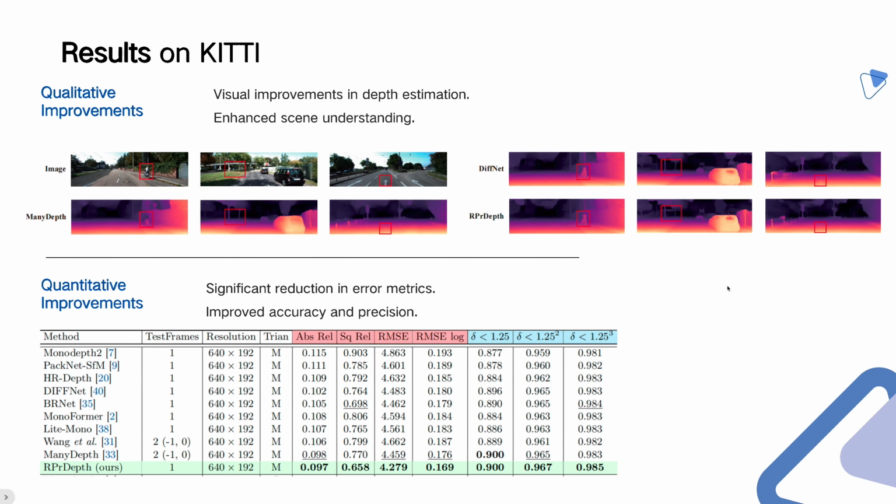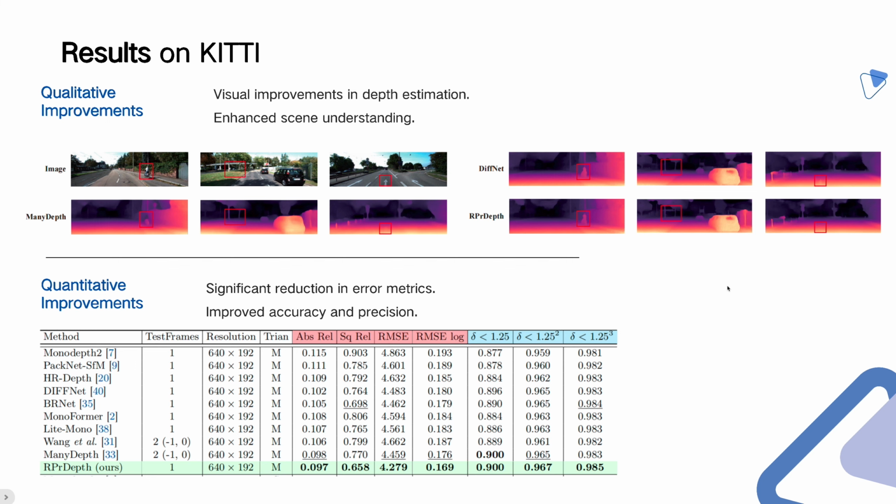On the KITTI dataset, our method achieves substantial improvements over existing models. Notably, our approach outperforms even the models that rely on high-resolution, multi-frame inputs. This is because our method effectively captures the prior information from rich resource inputs during training and uses it to improve the performance of single-image depth estimation.